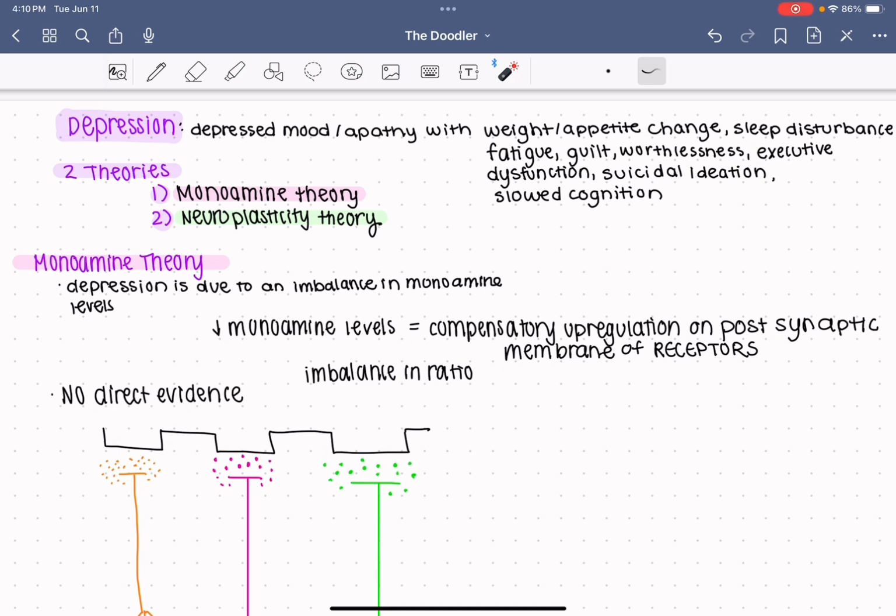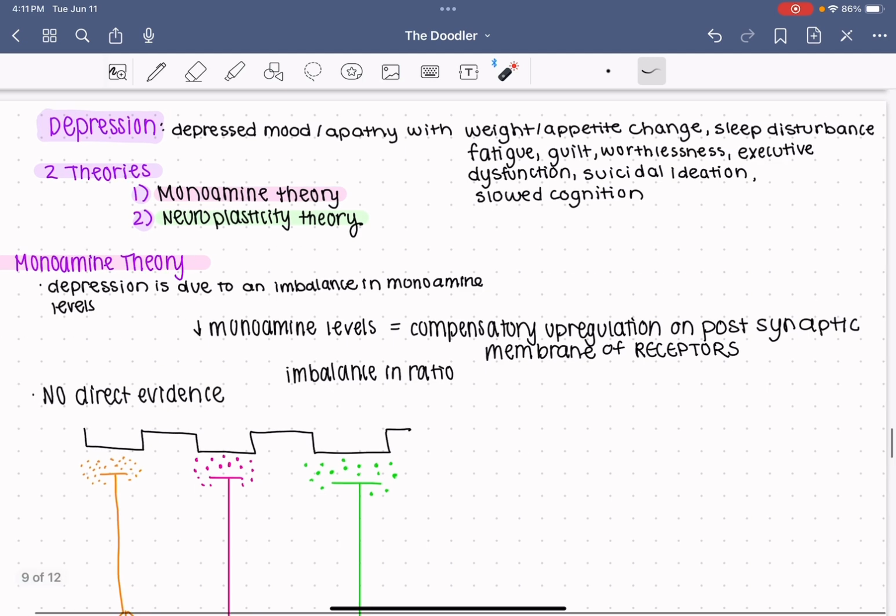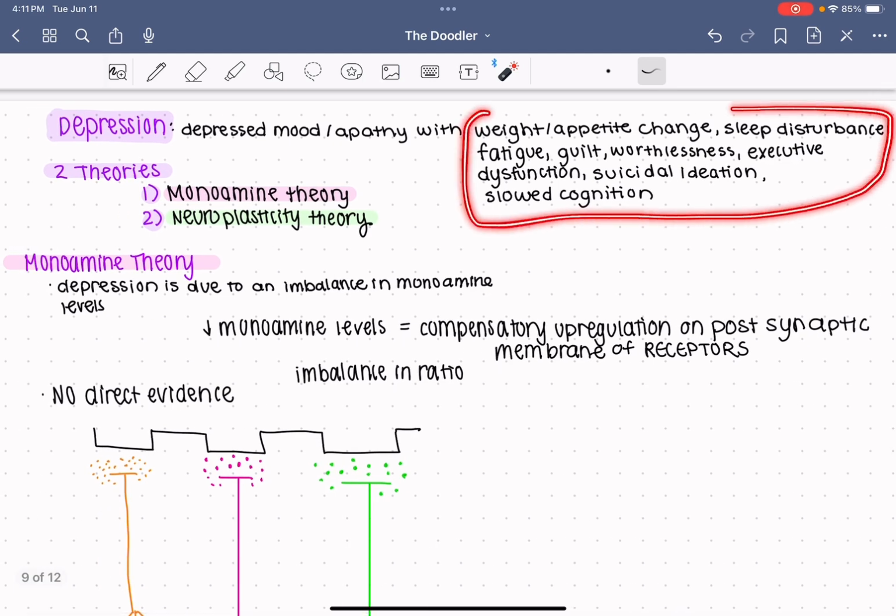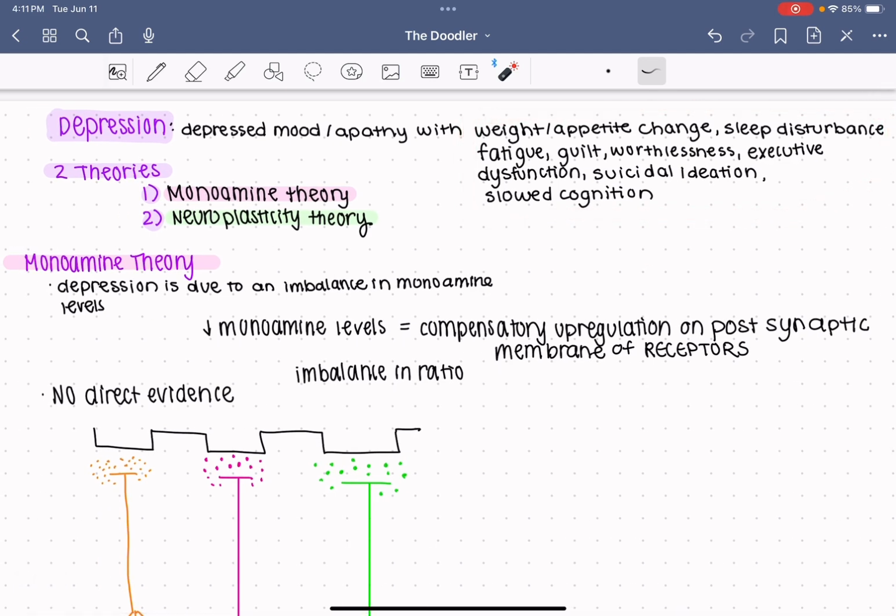So just going in, depression is a mood disorder, and it is defined in the DSM-5. You need to have either a depressed mood or apathy, a lack of interest and pleasure in doing things. So one of these, and then you need 4 of these guys here. These can include weight or appetite changes, sleep disturbances, fatigue, guilt, worthlessness, executive dysfunction, suicidal ideation, and slowed cognition is also one of them.